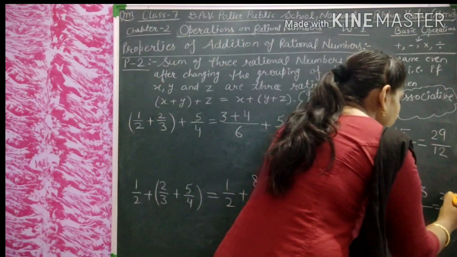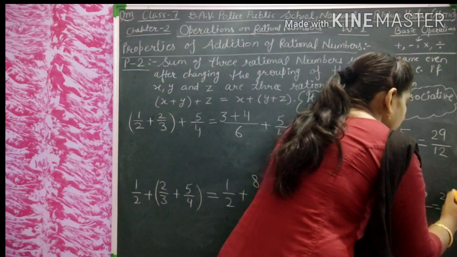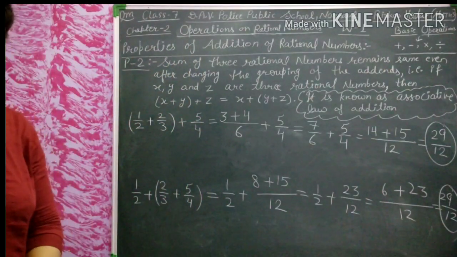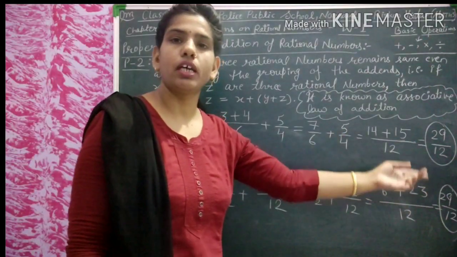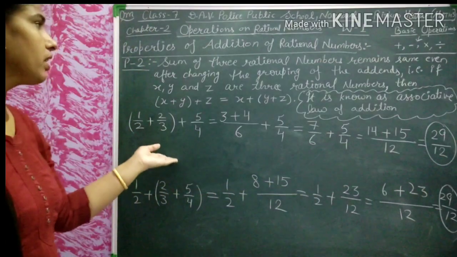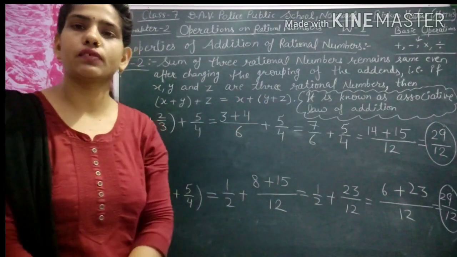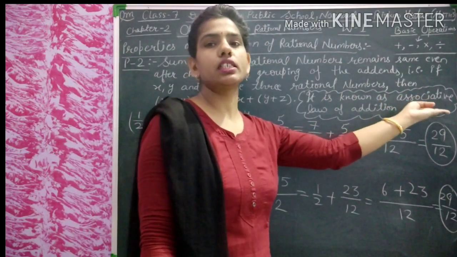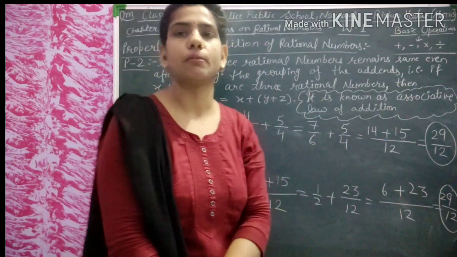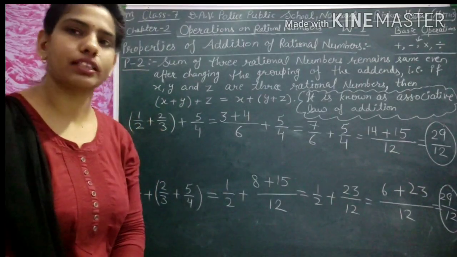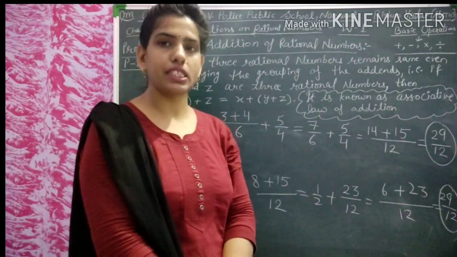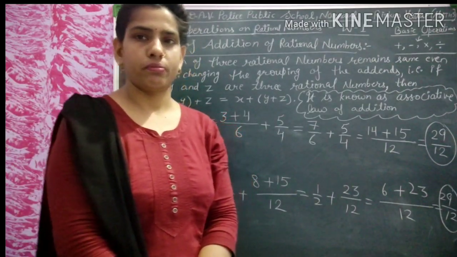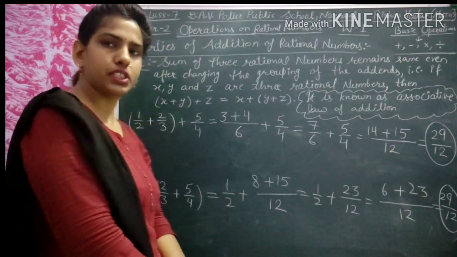That equals 29 divided by 12, and both answers remain the same. Both are the same. If they are the same, then this property is satisfied. This property is known as the Associative Law of Addition, in which we use three numbers, and if we change the grouping of addends, the result remains the same. Okay, students? Is it clear?